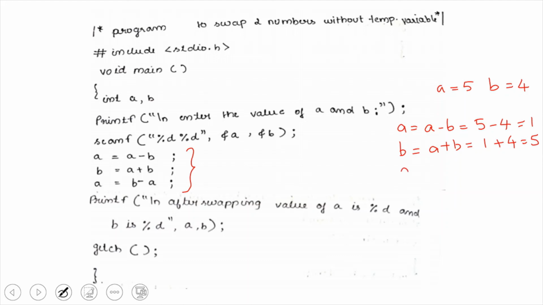And the last step is A is equal to B minus A, which is equal to 5 minus 1, which is equal to 4. So without a temporary variable, you can see that the value of B is now 5 and A is equal to 4. So it is actually changed from where we started. So this is how you can swap without using a temporary variable.